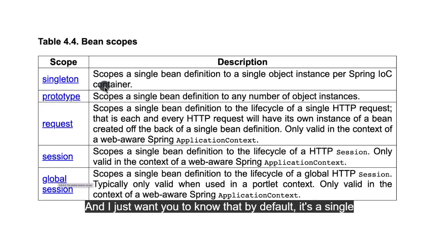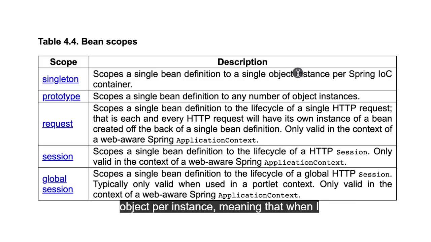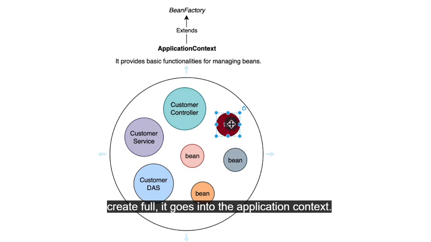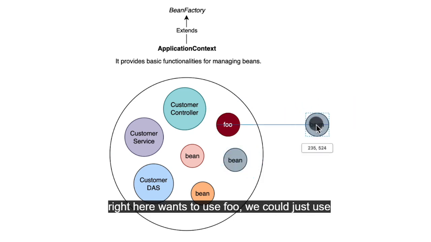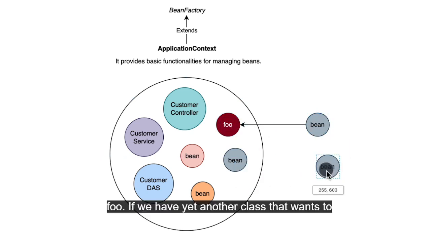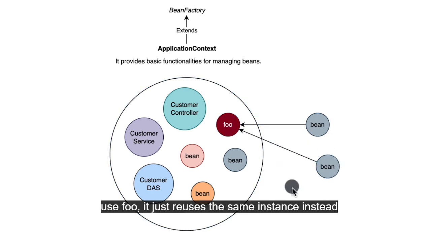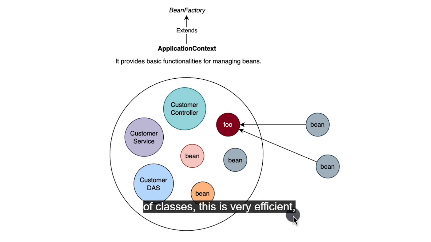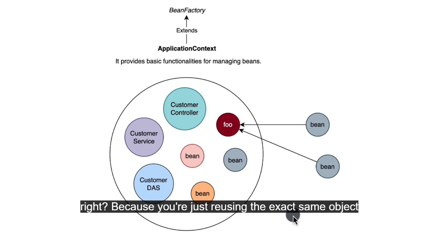And I just want you to know that by default, it's a single object per instance, meaning that when I create foo, it goes into the application context. And if another class, let's say this class right here, wants to use foo, we could just use foo. If we have yet another class that wants to use foo, it just reuses the same instance instead of creating a new foo instance. Now, for large applications, if you have thousands and thousands of classes, this is very efficient, right? Because you're just reusing the exact same object instead of creating unnecessary objects.